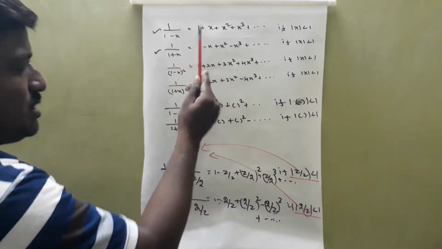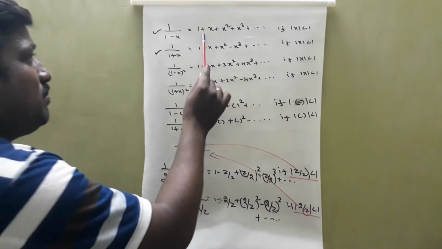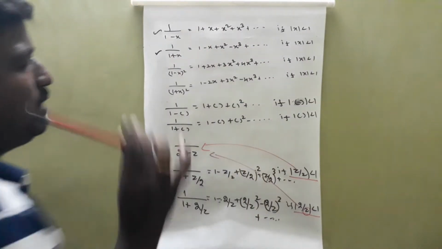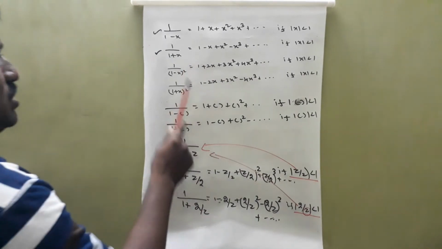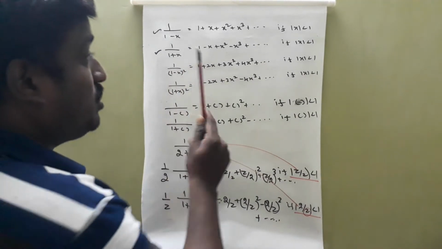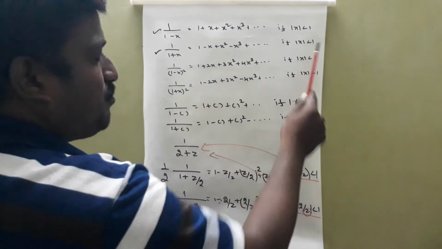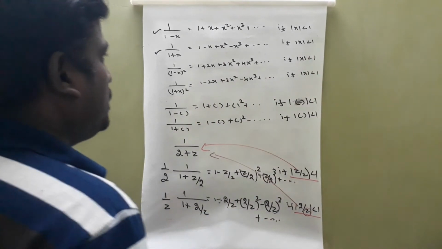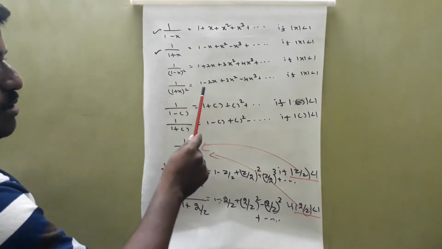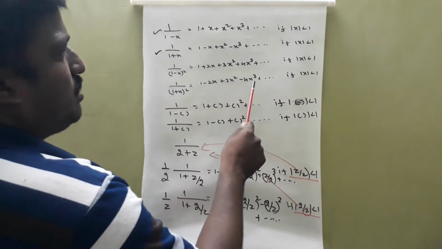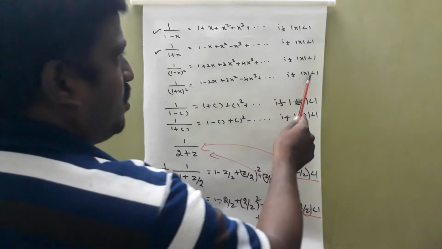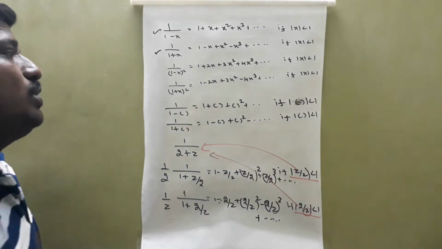You can assume these are the two formulas. When the condition holds, I can apply the formula. Similarly, 1 by (1 minus x) whole square is equal to 1 plus 2x plus 3x square plus 4x cube plus and so on, if modulus of x is less than 1. Similarly, 1 by (1 plus x) whole square equal to 1 minus 2x plus 3x square minus 4x cube plus and so on, if modulus of x is less than 1.